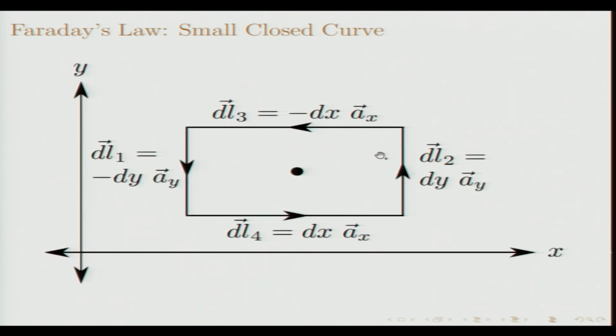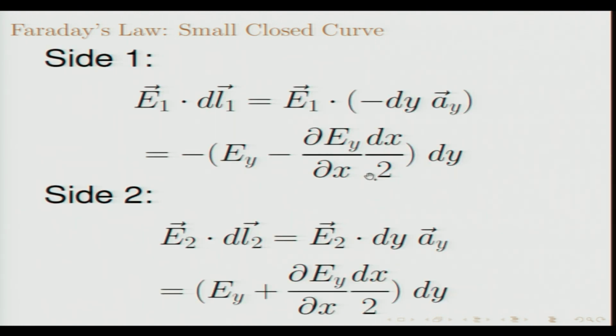Why is that so? Because the distance between the midpoint and side 1 is dx by 2, and we assume that this distance is very small. So, it is like a Taylor series expression for the y component of E1. So, the y component of E1 is Ey minus dEy by dx into dx by 2. This component is the only one which remains, because the dot product is between E1 bar, which has x, y and z components, but dl1 has only the y component. So, when you take the dot product of E1 and dl1, what you get is this.